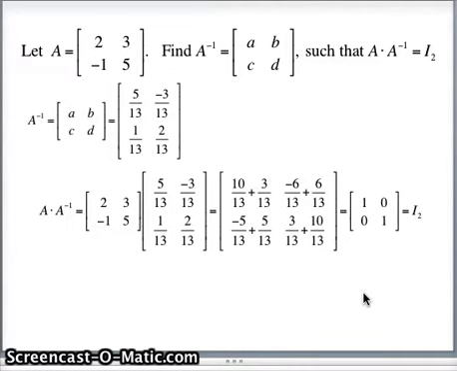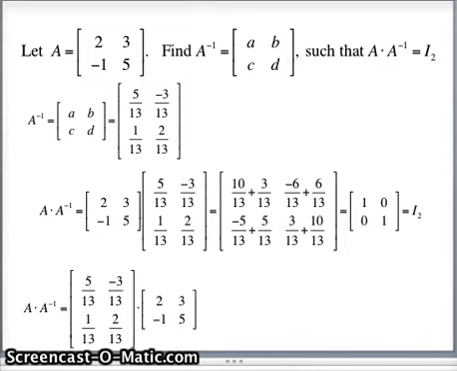So that's good. We have A times A inverse is I2, but it has to commute. A inverse times A also has to equal I2. And I'll just show you that the same basic process is going to happen here.